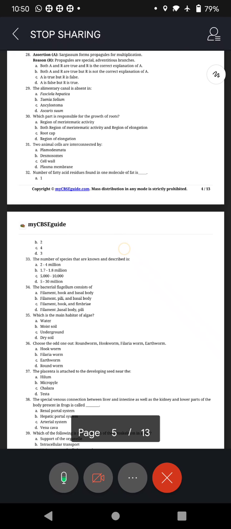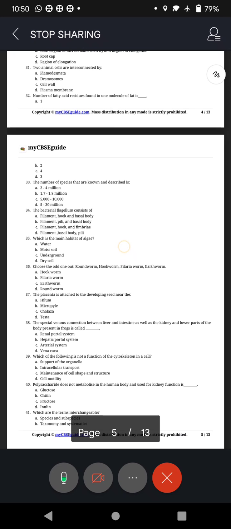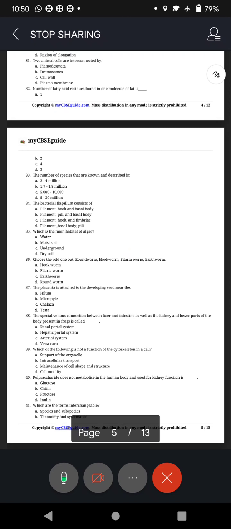Next, we move on to question number 33. The number of species that are known and described is A. 2.4 million, 2 to 4 million, B. 1.7 to 1.8 million, C. 5,000 to 10,000, D. 5 to 30 million. Number of species known.